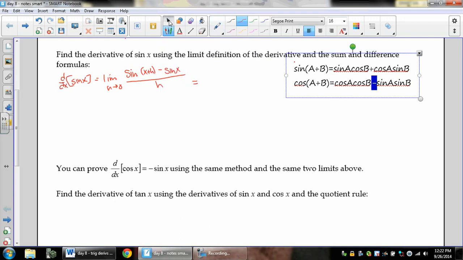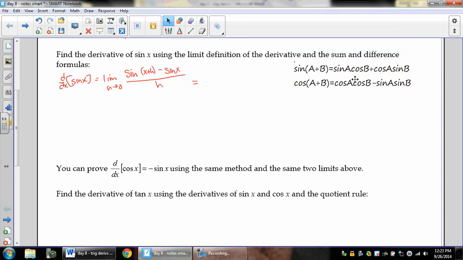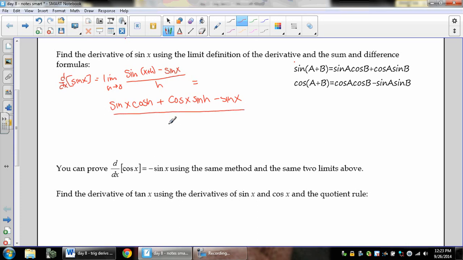So when we come down here, these sum and difference rules are going to make a difference right here. We need the sine of x plus h. So that is now going to turn into the sine of x cosine h plus cosine x sine h, sine, cosine, cosine, sine. And then I have minus sine x, all over h, and I'm taking the limit as h approaches 0.